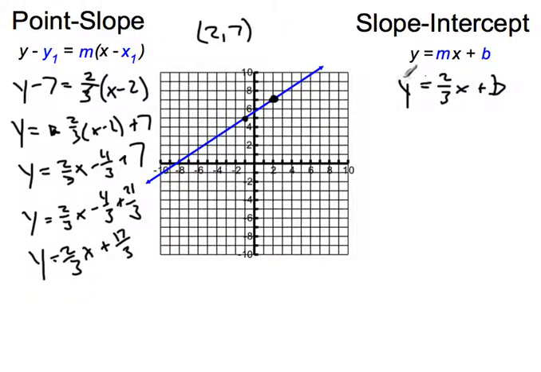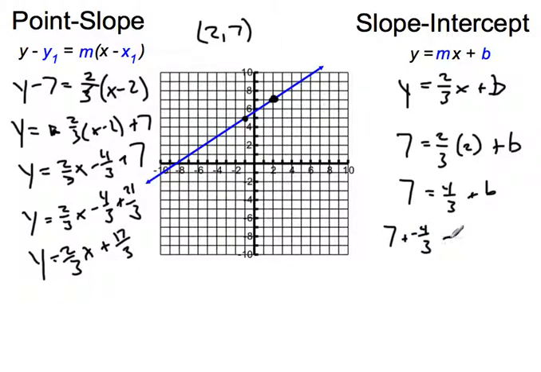Another way to do this, and this is probably more common in class, is if you want it in slope-intercept form, substitute in a value for y and x and solve for b. So let's take this point 2,7 and substitute it in. The y is 7, the x is 2, and we don't know b. So if we multiply 2 thirds by 2, we get 4 thirds. And then we'd have to subtract 4 thirds from both sides, or add negative 4 thirds to both sides.